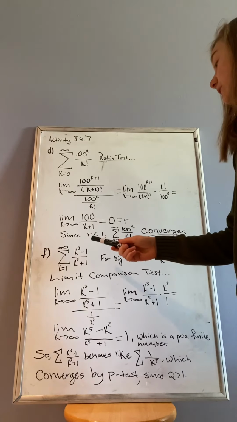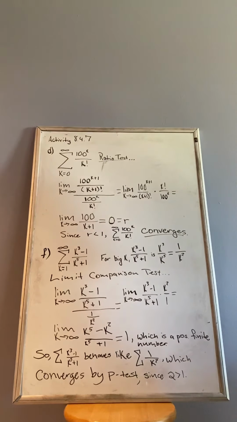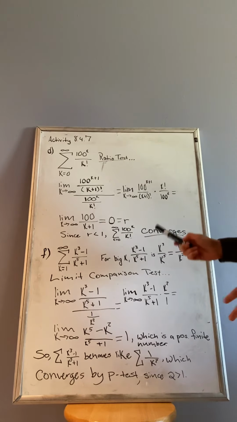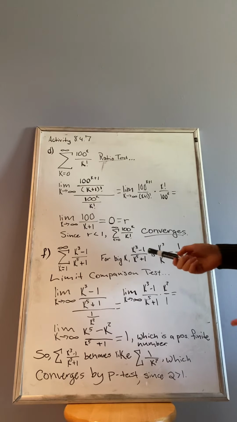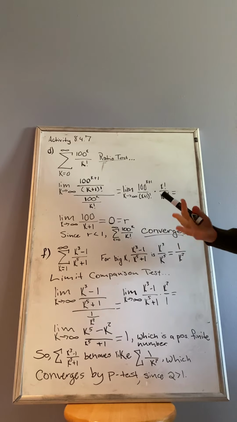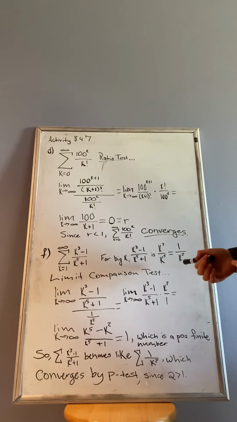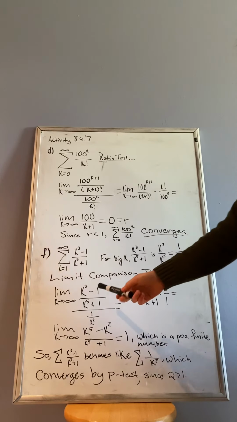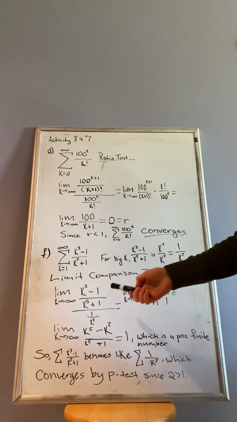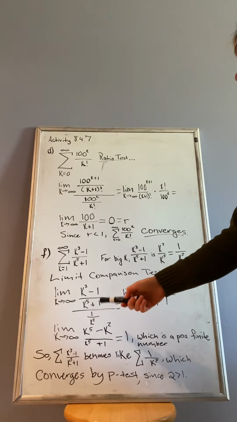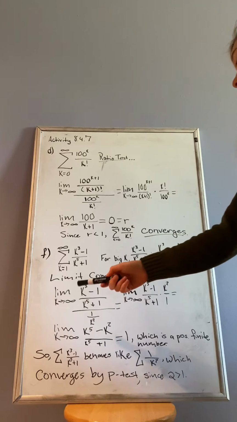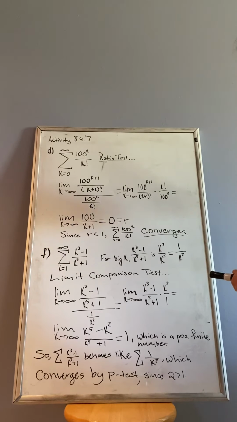We have the infinite series of k to the third minus 1 over k to the fifth plus 1. We know that for big k, k to the third minus 1 over k to the fifth plus 1 essentially becomes 1 over k squared, because these ones really don't matter. So let's use the limit comparison test, and compare our k to the third minus 1 over k to the fifth plus 1 to 1 over k squared. We're going to take the limit as k approaches infinity.